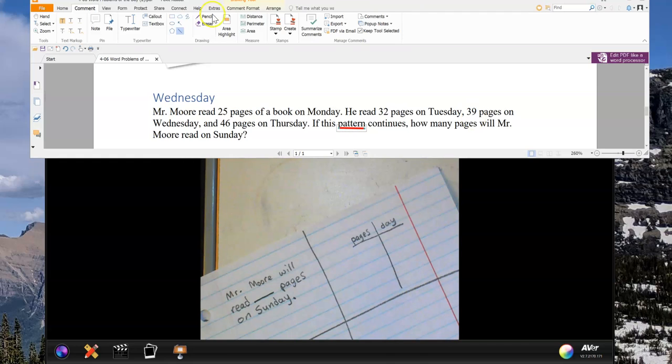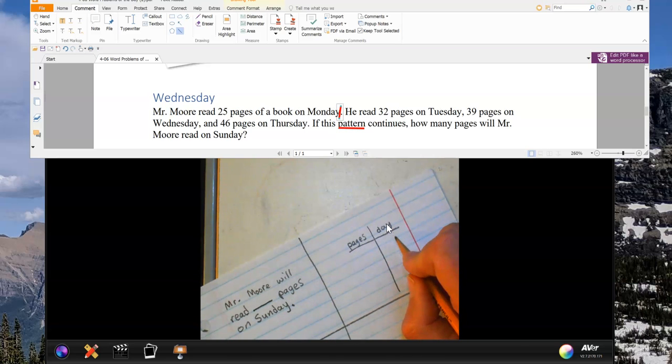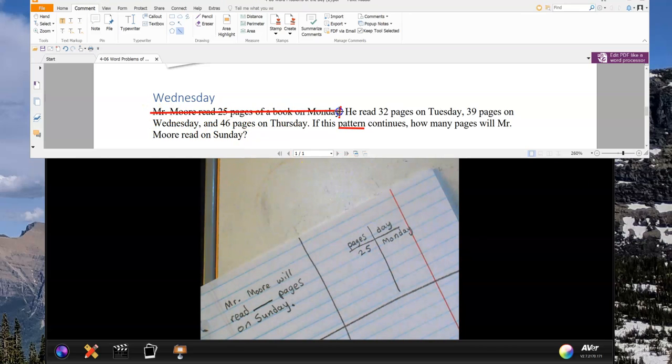Mr. Moore read 25 pages of a book on Monday. I'm going to stop right there and take a look. In my table, right here where it says day, I'll go ahead and write Monday. And it looks like he read 25 pages of the book on Monday. Since I used those already in my table, I'll cross out the first part of my word problem.